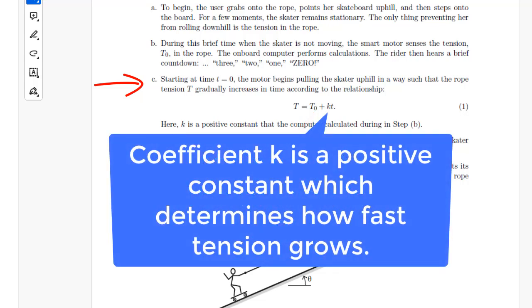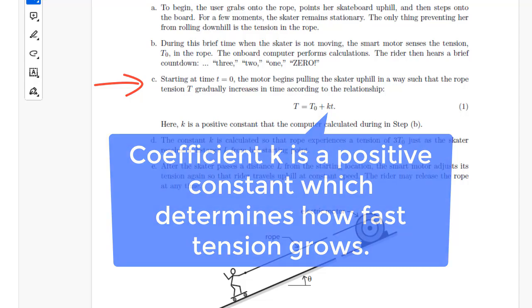K is some positive constant. So as time marches forward, the tension in the rope increases, right? So this doesn't sort of yank the rider up the hill. It gradually increases that tension to make a comfortable ride up the hill, right? So if K is a big number, that tension is going to increase rapidly, right? And if K is a small number, the tension is going to increase more slowly, right?